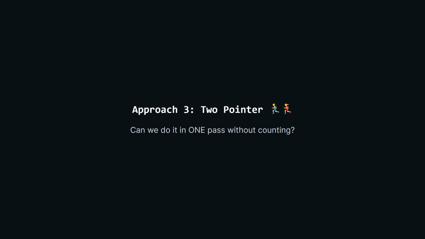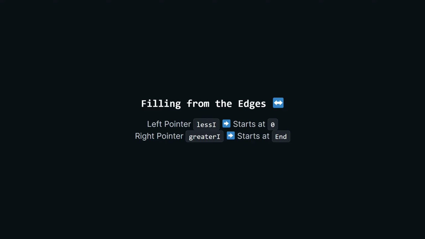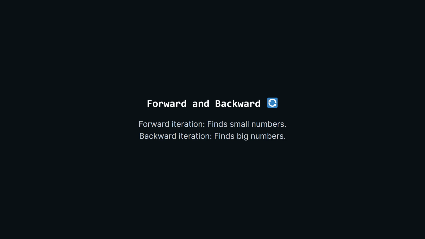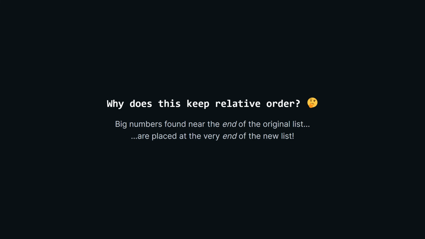Okay, but what if we want to do it in just one pass without pre-counting anything? We can actually use 2 pointers moving in opposite directions. We set up our final array and put one pointer at the very beginning and another pointer at the very end. We will read our original list from left to right to find the small numbers and put them at the front pointer. At the exact same time, we read the list from right to left to find the big numbers. Because we place the large numbers, starting from the very end of the original list into the very end of the new list, they keep their relative order perfectly.